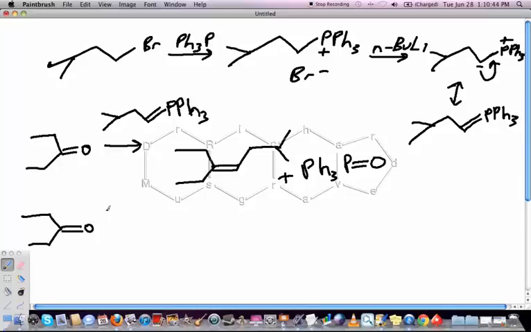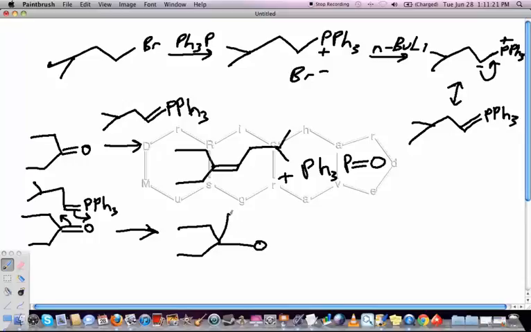So we'll start off with the C double bond O, and then we'll interact it with the Wittig reagent. Now the reason that this works, I'll show you the mechanism and then I'll give you an explanation for it. And what we get is what's called a phosphooxetane.